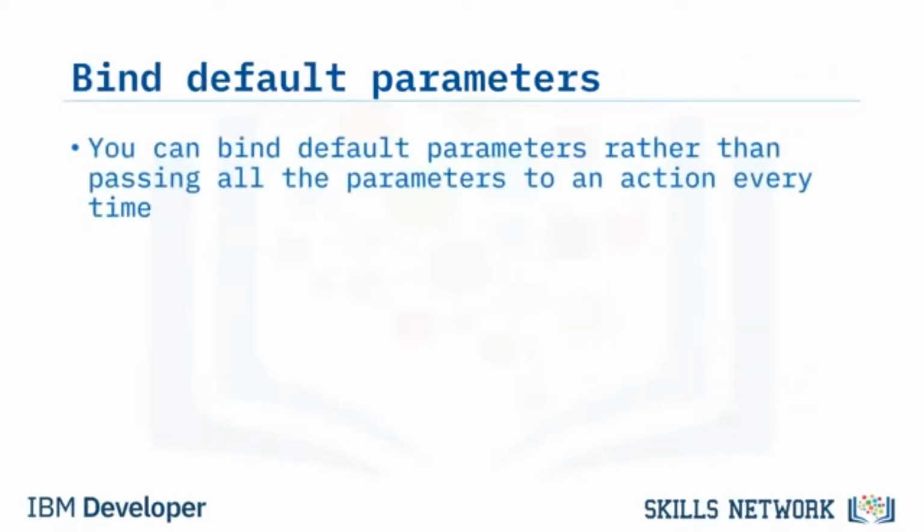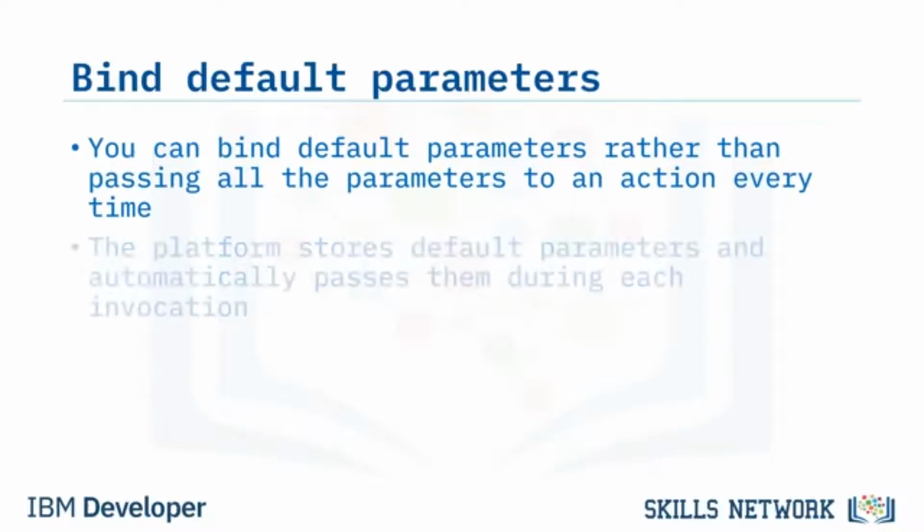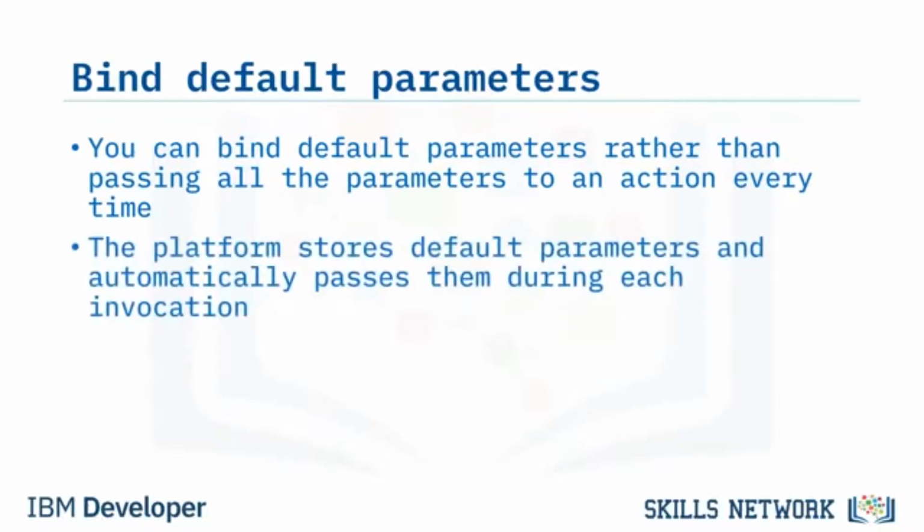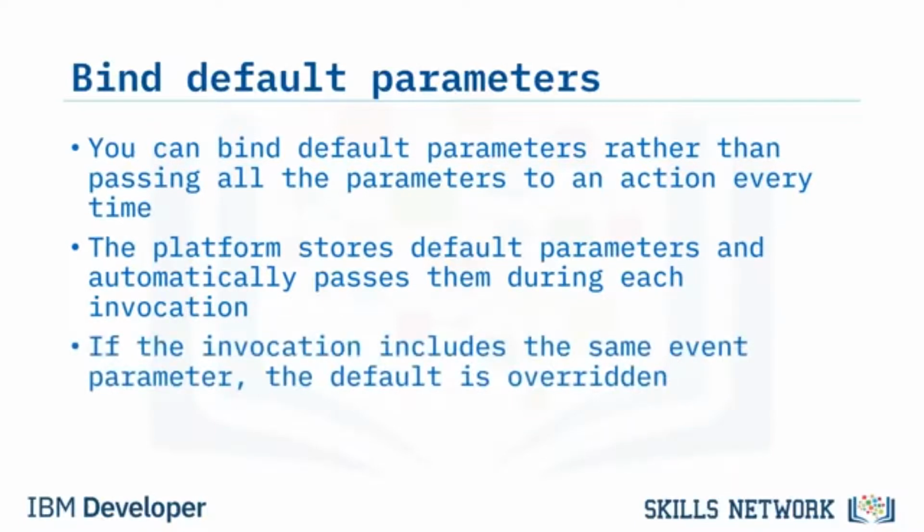You can specify multiple parameters when you invoke actions, such as the name of a person and the place where they're from. Rather than pass all these multiple parameters to an action every time, you can bind these parameters as default parameters. Default parameters are stored in the platform and automatically passed into the function as input during invocation. If the invocation includes a parameter that has a default value, the passed value overrides the default parameter value.